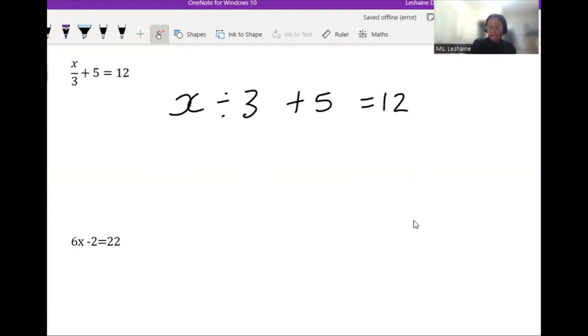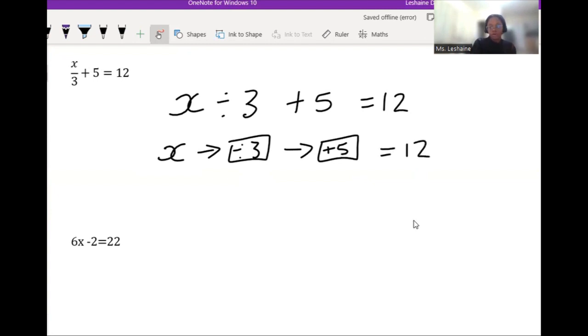Now, what am I doing to my variable? I divided it by 3. Then I added a 5. And that gave me a 12. What is the opposite of adding 5? Subtracting 5. So 12 minus 5, I have myself a 7.